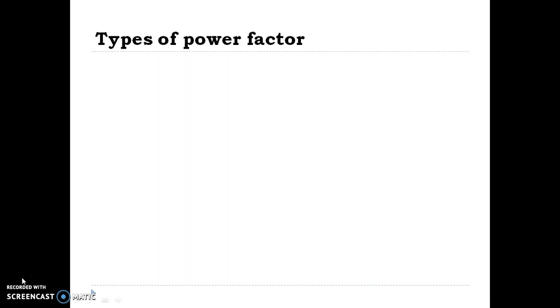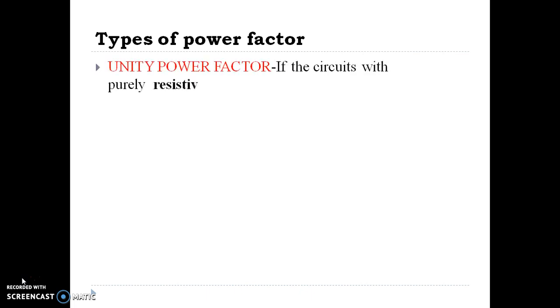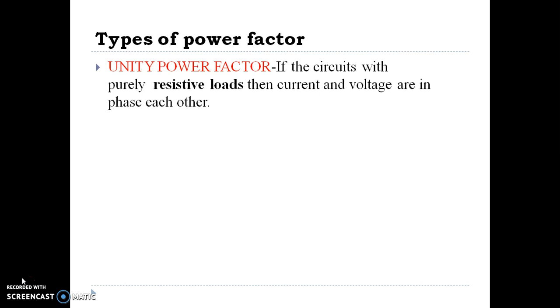Next, types of power factor. What are the different types of power factors available? There are three types of power factors available. First one is unity power factor. Unity power factor occurs only in the purely resistive load where the angle between voltage and current is zero. That is in phase. Voltage and current in phase.